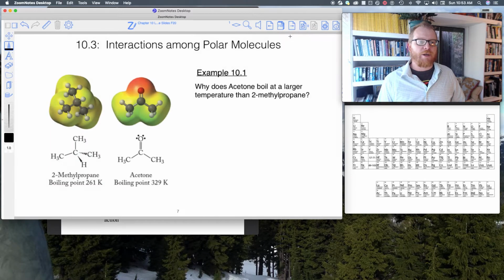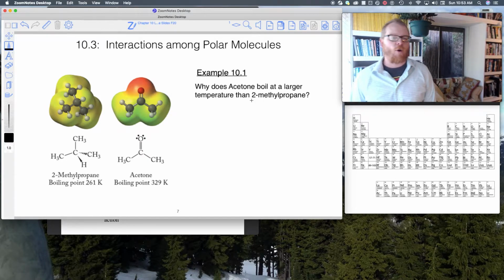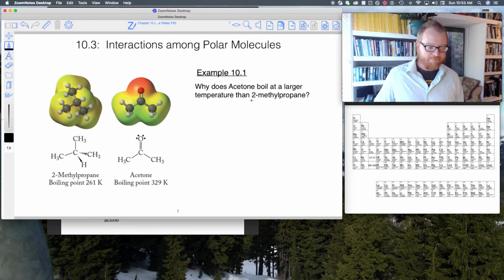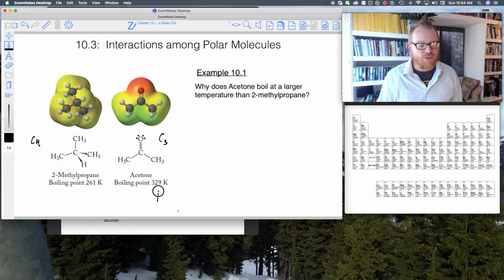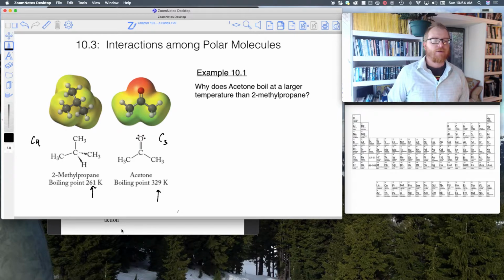So let's move forward here, okay? And more discussions of interactions amongst polar molecules. So here's a thought example that I want you to kind of think about on your own for a moment. So maybe pause the video for a second, but I'm just going to move right past this. So if we look at these two molecules right here, okay, 2-methylpropane and acetone. If we look at 2-methylpropane, it has 1, 2, 3, 4 carbons. So that's a C4. Acetone, on the other hand, only has 3 carbons. So why is it that acetone boils much higher than 2-methylpropane? So think about that, okay?